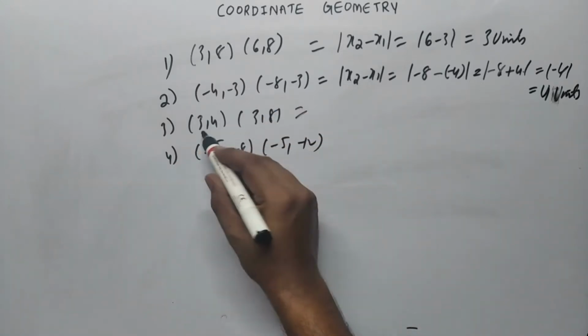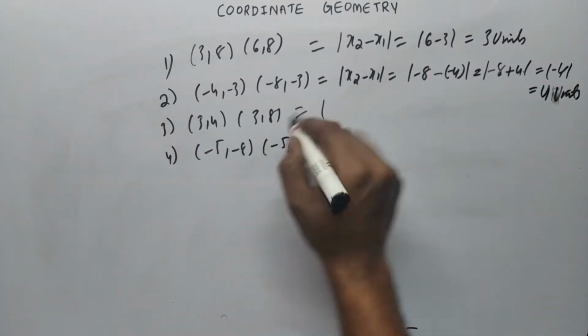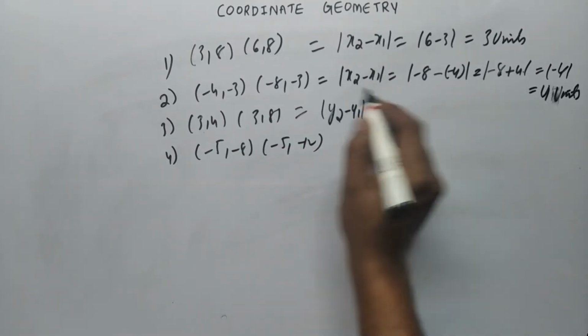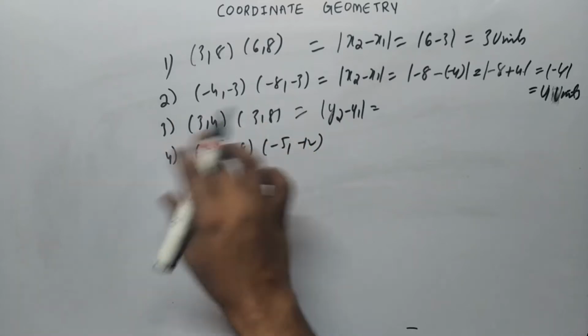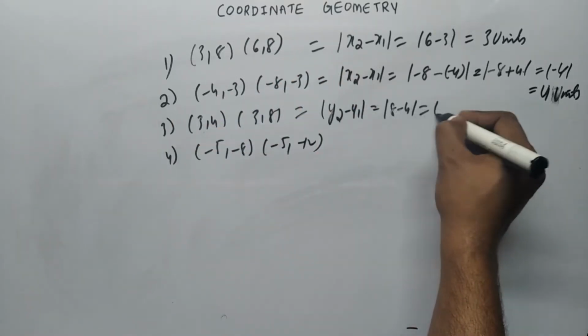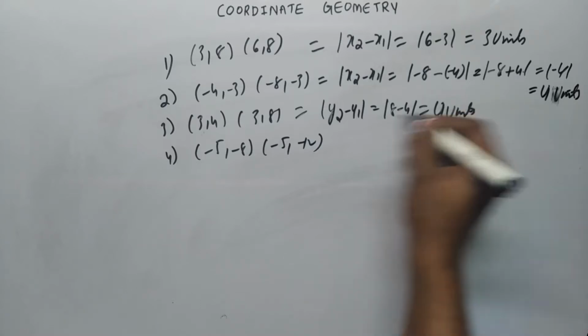Here you can see the x coordinate is the same, so the formula will change. Now we will be subtracting y2 minus y1. When the x coordinate is the same, we need to subtract the y coordinates. So 8 minus 4 is 4. So here also the distance is 4 units.